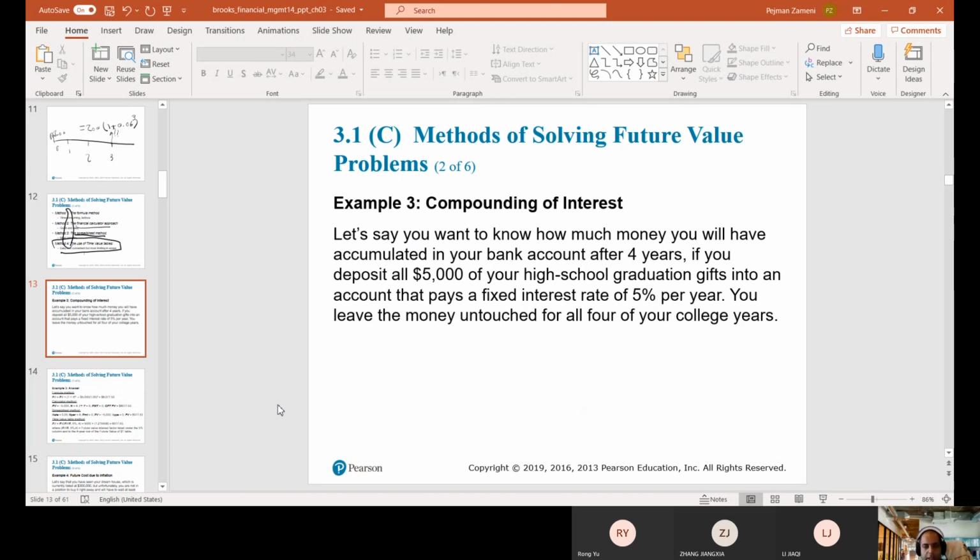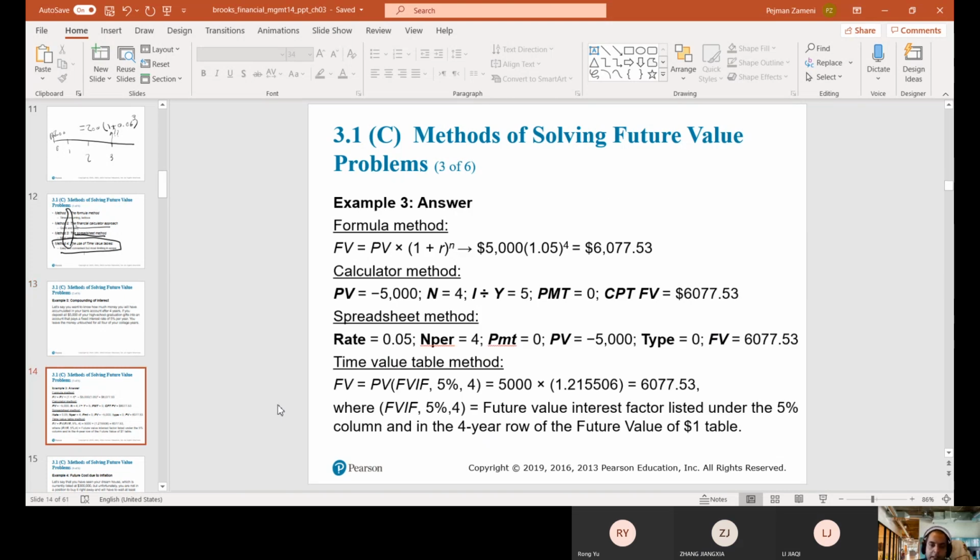See, all the information is given to you. You have the interest rate, 5%, and you want to invest it for 4 years, and the amount that you invest is 5,000. We just plug everything into the formula. See here is 5,000, 1.05 to the power of 4 would be $6,077.53. And see, they are doing it with method 1, method 2, method 3, and method 4.